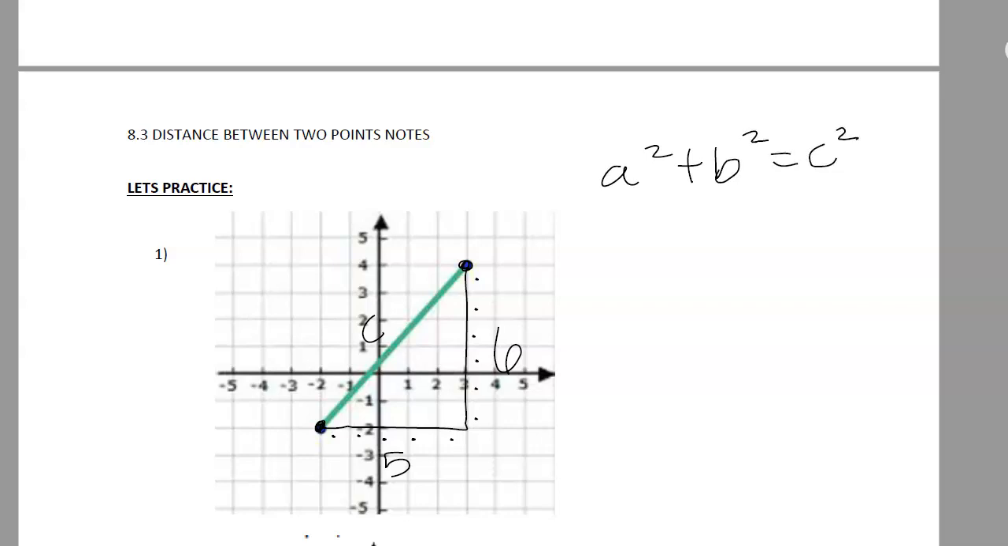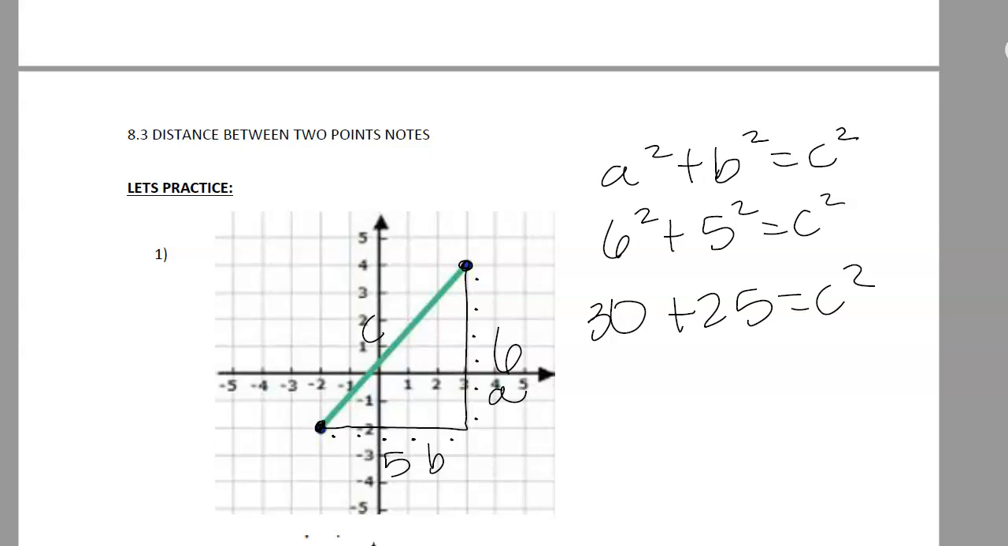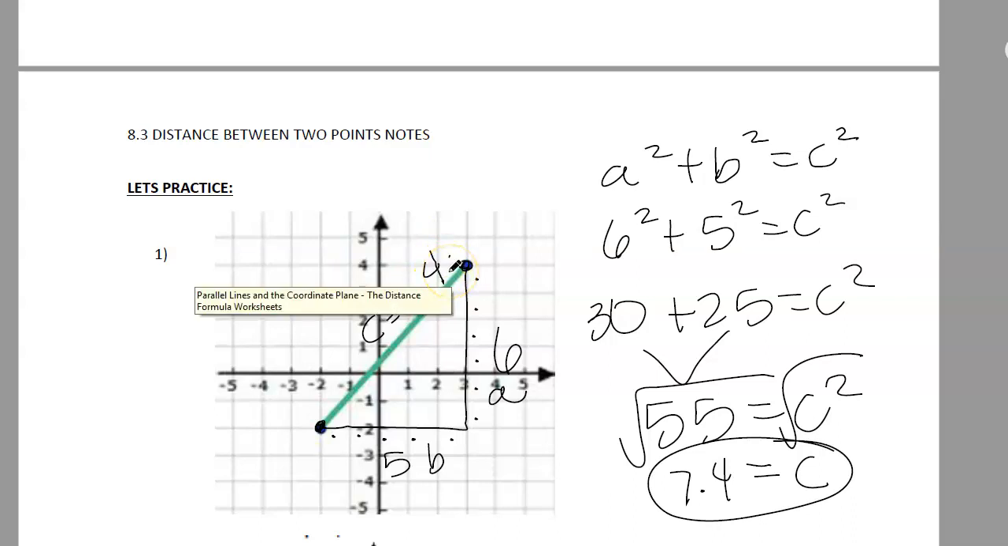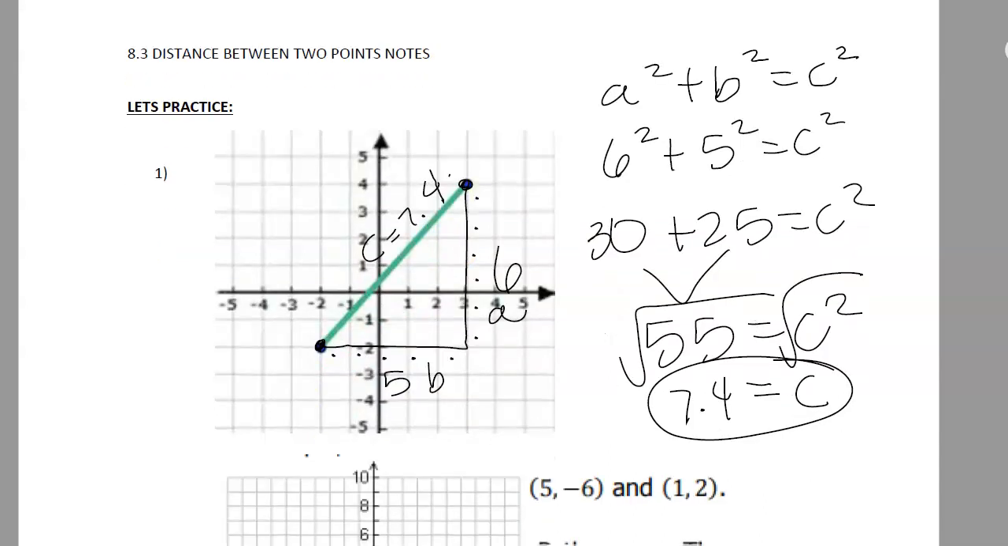Again, when it's on the graph, it's always trying to figure out c. So the other ones are a and b. So 6 squared plus 5 squared equals c squared. So 36 plus 25 equals c squared. You add those, so that's 61. And the last step is to square root. So square root of 61 is 7.8. So the distance between these 2 points is 7.8. Alright, so let's go ahead and move on to the next one.